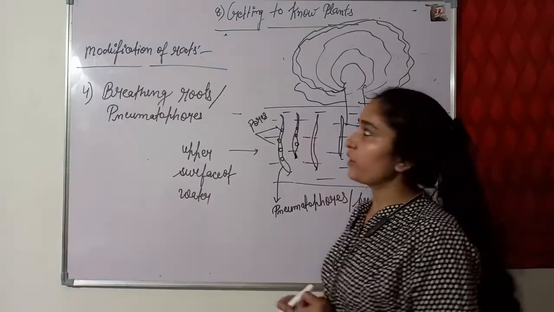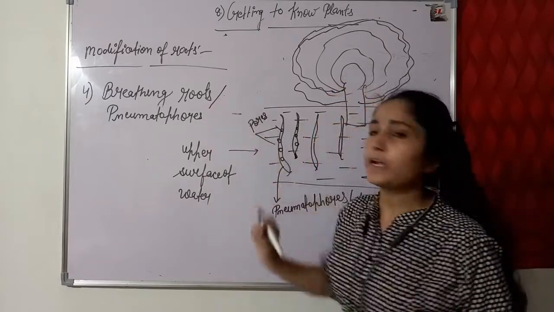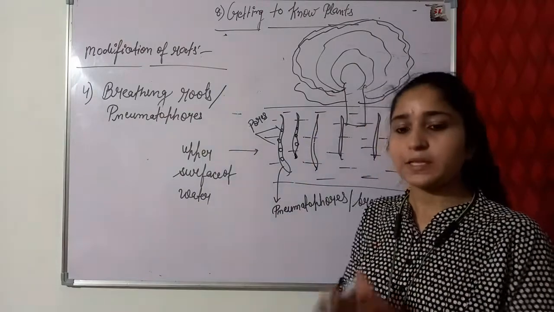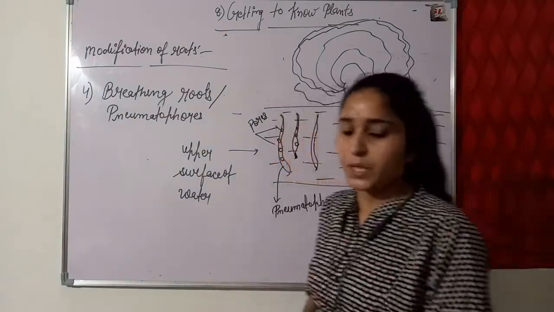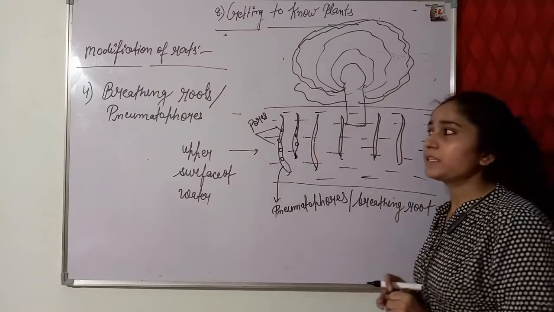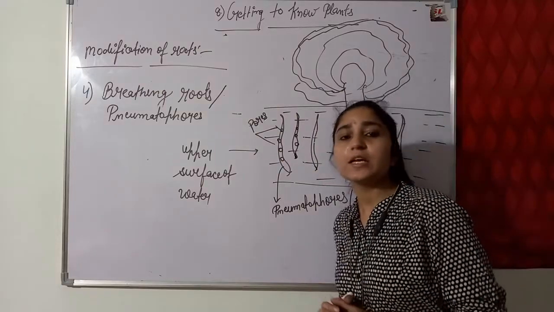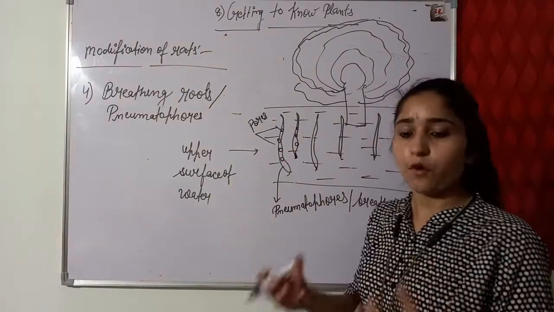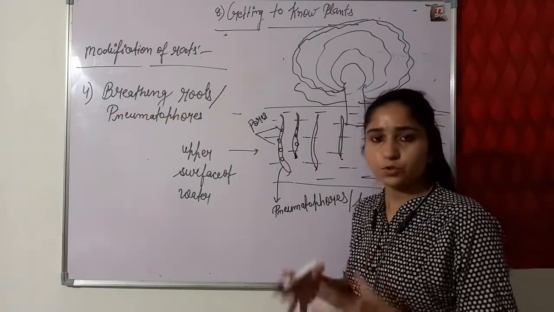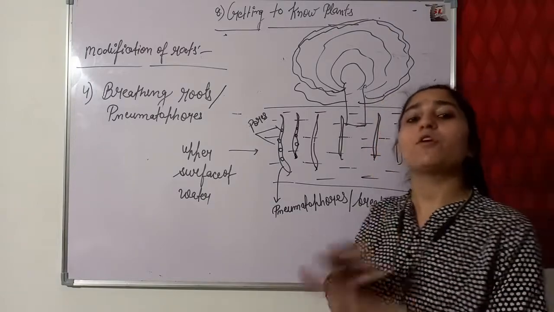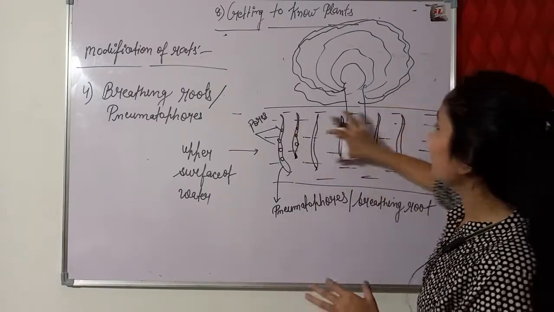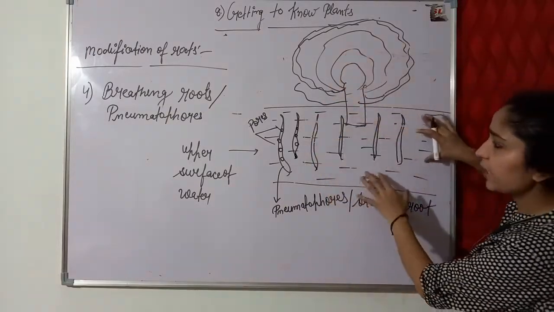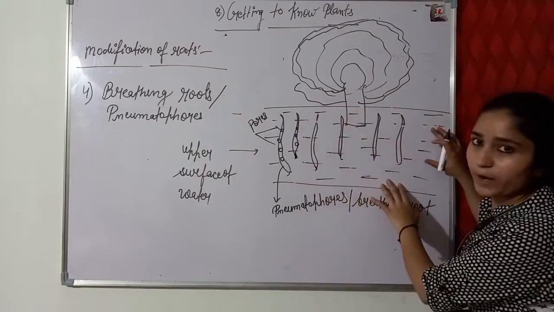Friends, the next modification of root is the breathing root, pneumatophores, and these roots are utilized for breathing purposes and for gaseous exchange. These roots are present in marshy areas. What are marshy areas? The area of low-lying land, and in that land water is contained. So that area we call marshy area, where water is present. And in the water area, trees or plants grow. So these are trees that grow in marshy areas, and in that area water is available in much quantity.